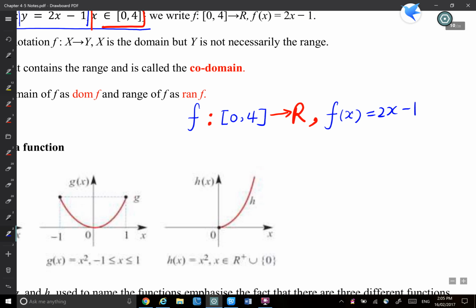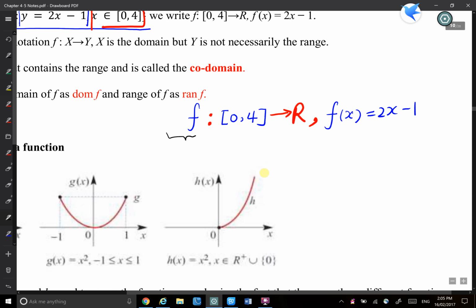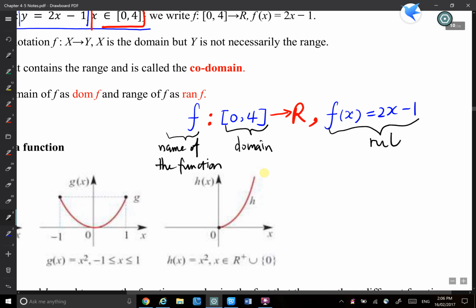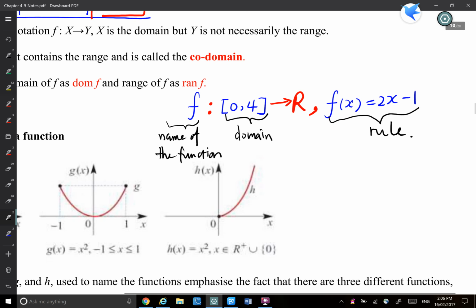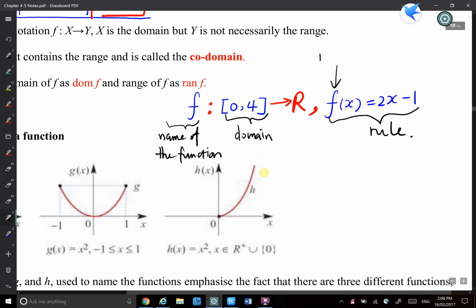Okay, we finished that. So let's explain what we have. This is the name of the function. This is the domain of the function. And that is the rule of the function. And that is still the name of the function.